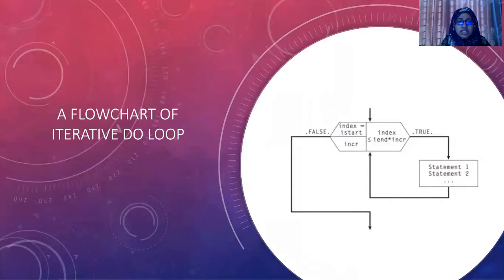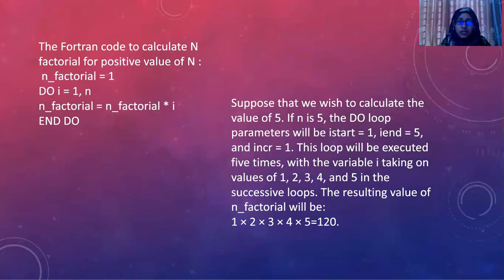Here's a flowchart of the iterative do loop. The loop continues executing until the condition is true. When the condition is false, the loop stops executing. Here is the Fortran code to calculate n factorial for positive values of n.